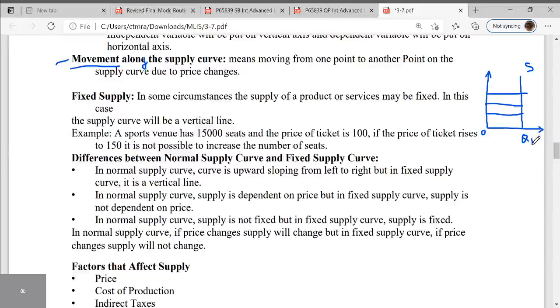Let me give you an example. If a sports venue, a stadium maybe, has 15,000 seats, and the price of the ticket was 100, and if the ticket price rises to 150, it's not possible to increase the seats. It will be fixed. Previously it was 15,000, and it will be 15,000 as well, because you cannot increase or decrease the stadium seats. That's why this is known as fixed supply.